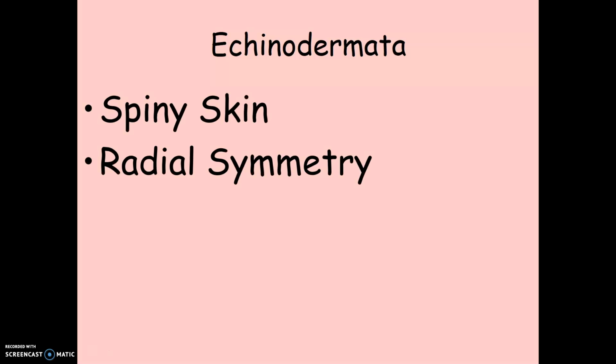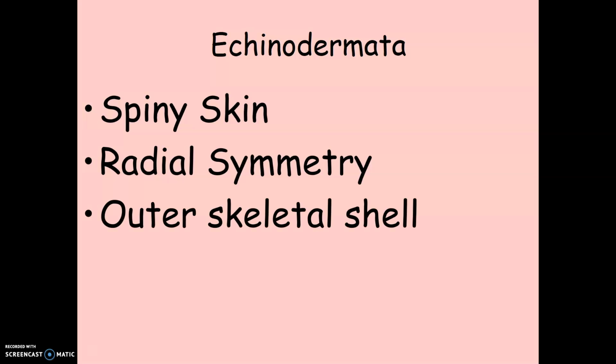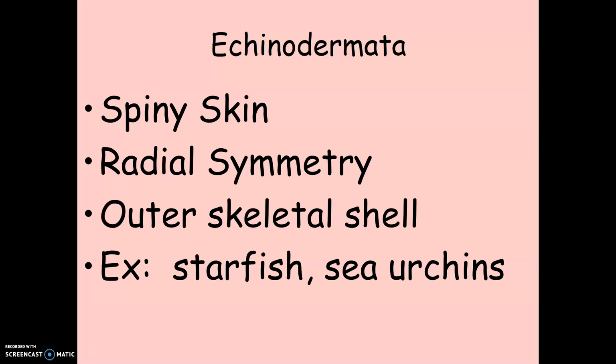This one's fun to say, Echinodermata. They have spiny skin. Again, radial symmetry coming from the center. Outer skeletal shell. Examples: starfish and sea urchins.